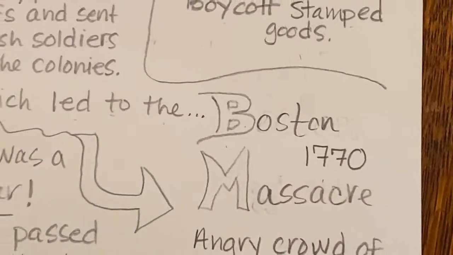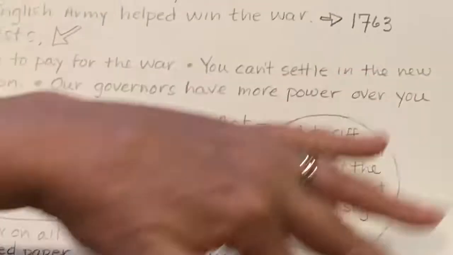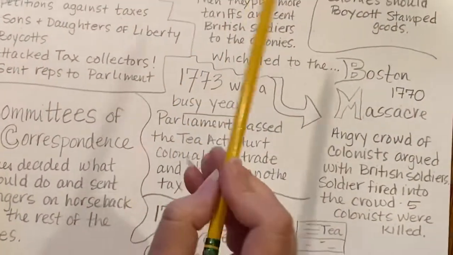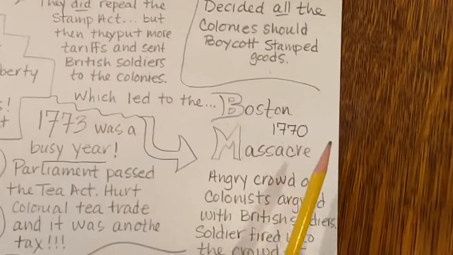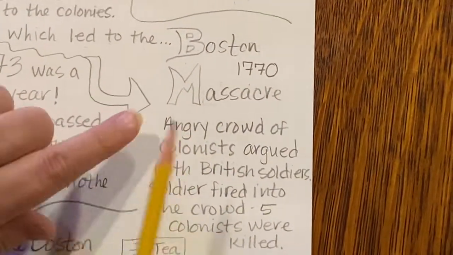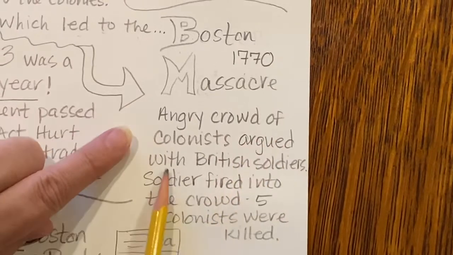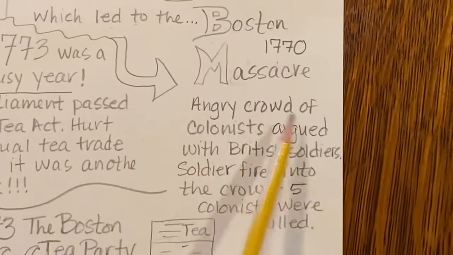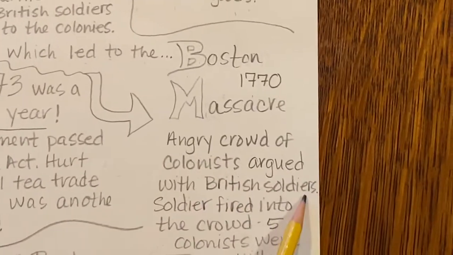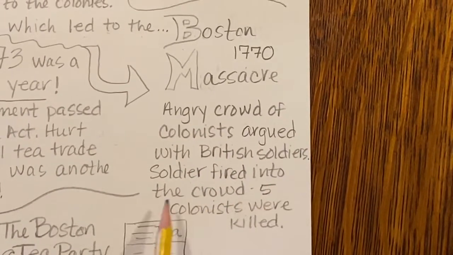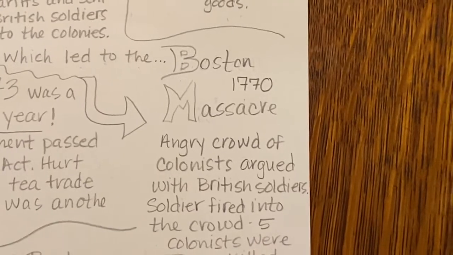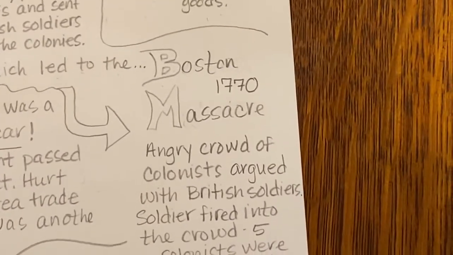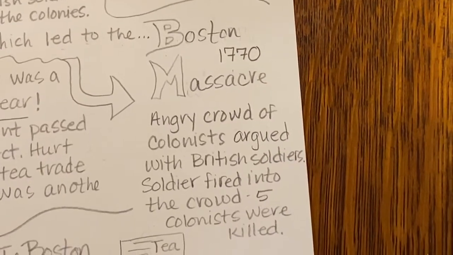So you can kind of see how one thing leads to another, which is why I keep putting these arrows, right? So the Boston Massacre, 1770. And then here I have a really short description of what happened at the Boston Massacre. Angry crowd of colonists argued with British soldiers. Soldier fired into the crowd. 5 colonists were killed. Short description of the Boston Massacre.